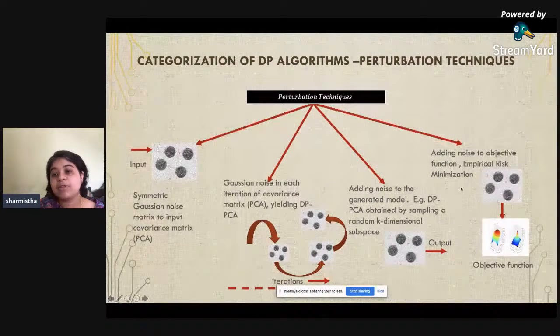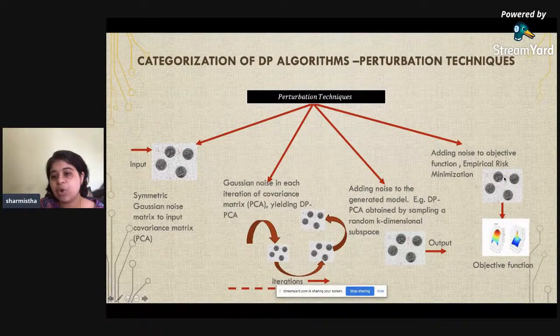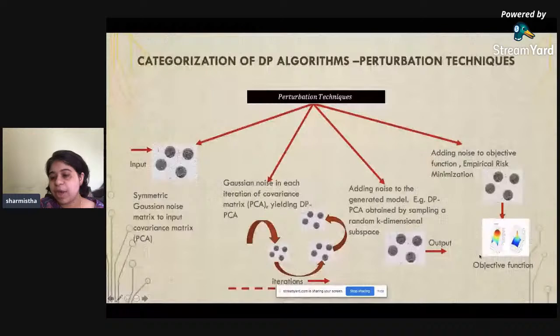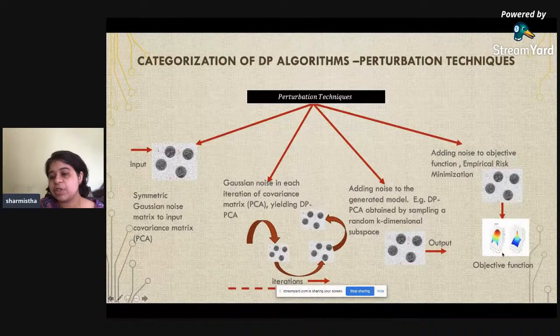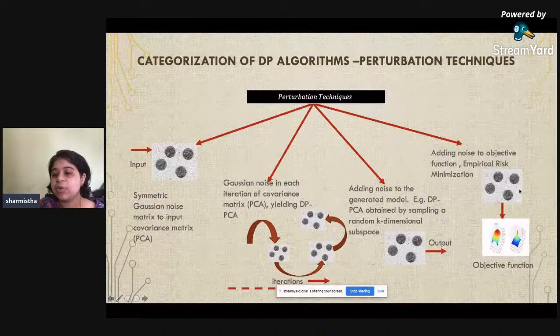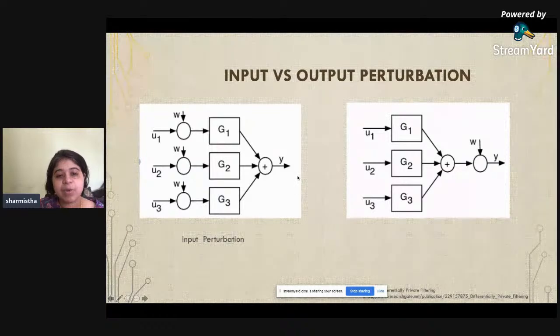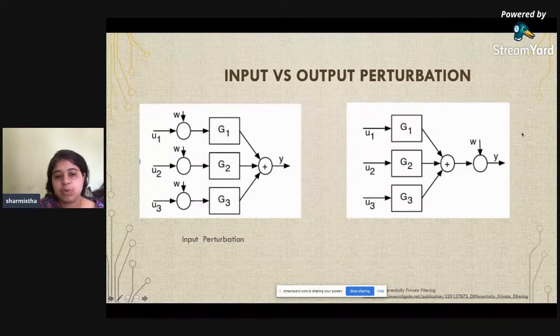And then the objective function. So you have optimization problems, empirical risk minimization. You add noise to the objective function, and then once you add noise, the objective function you have to minimize also gets changed, and then the whole data, you can say, you can anonymize the data. So simply, whatever I discussed is a simple way: whether you add noise at the input before training or you add the noise at the output.